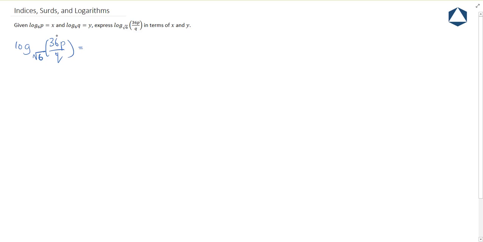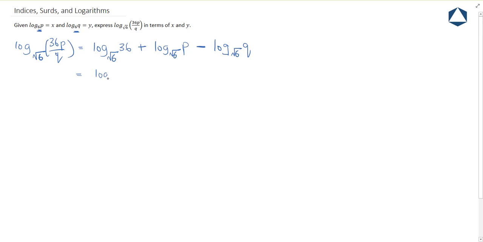So we will split this out in terms of the components. When you multiply, we can split it out as plus, and when you divide, we can split it out as minus. So we have log 36 to base root 6, plus log p to base root 6, minus log q to base root 6. Now we have to change the root here to in terms of 6, since our information here is in terms of 6.